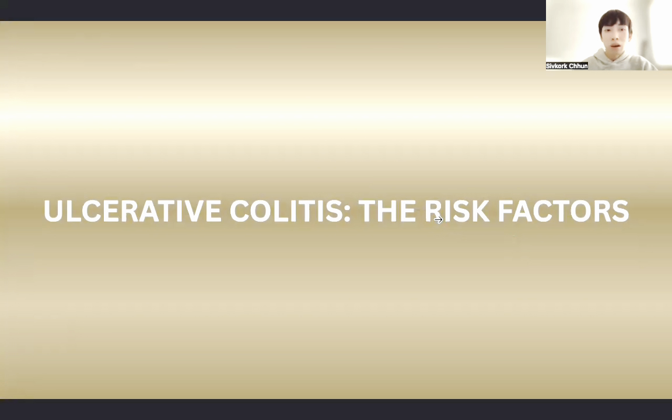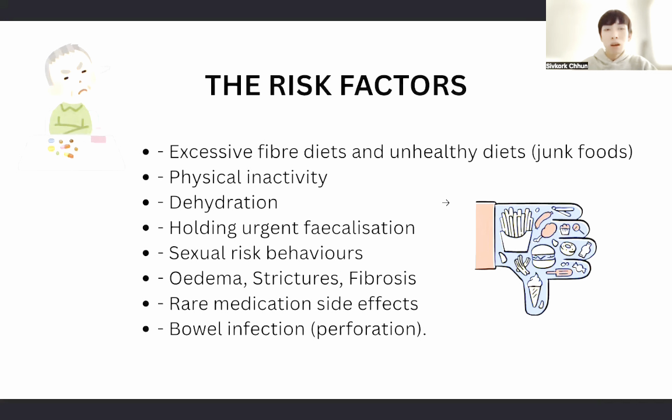So what are the risk factors? The risk factors of ulcerative colitis involve insufficient fiber and unhealthy diets like junk foods, physical inactivity, dehydration due to insufficient water intake, holding in an urgent stool, when you feel like you need to poop but hold it for a prolonged time, and then sexual risk behavior is also a risk factor.